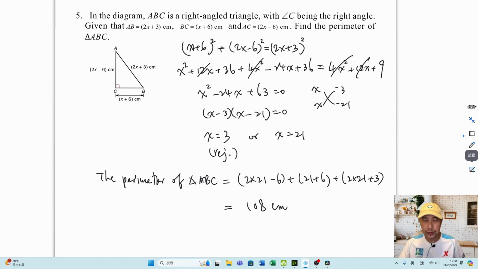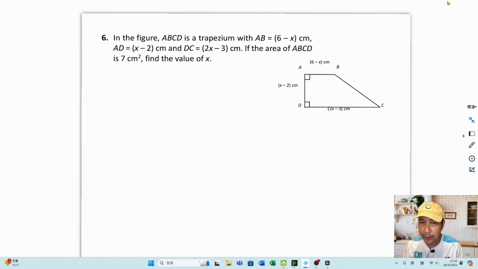Okay, finish. In question 6, in the diagram ABCD is a trapezium. We are given AB, the upper base, the lower base, and the height, and we are given the area of ABCD is 7 cm squared. Find the value of x. I think it is quite straightforward to set up the equation for these questions.